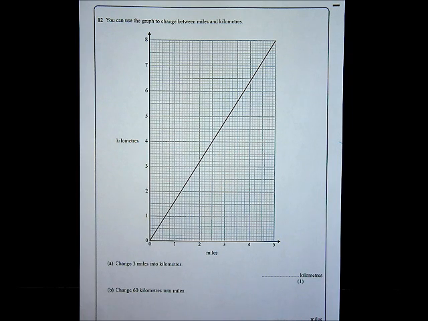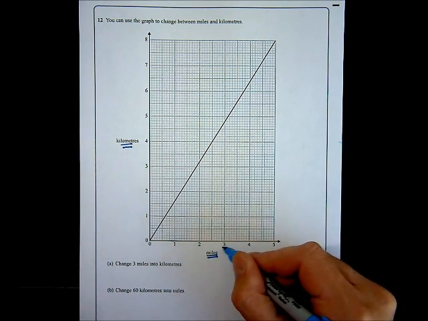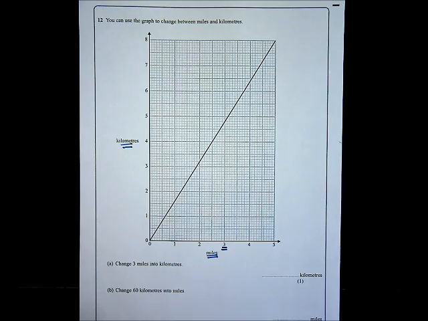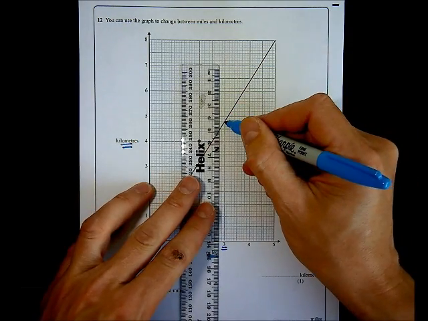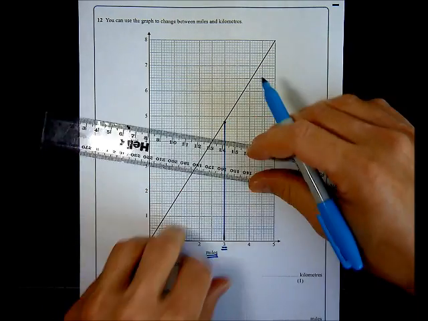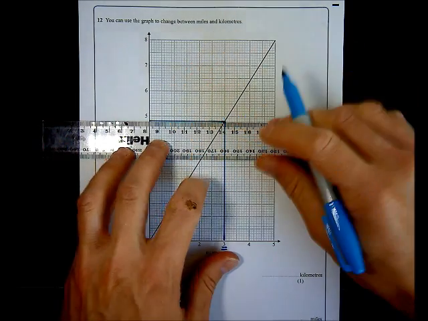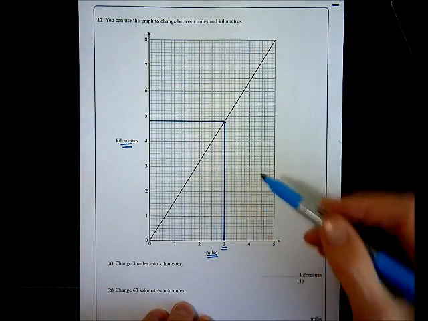In question 12, I'm shown a graph to change between miles and kilometres. So horizontally I've got miles, and vertically I've got kilometres. And in part A, I'm asked to change 3 miles into kilometres. So I'm going to find 3 miles, and then from 3, using my ruler, I'm going to draw a line up to the line on the graph. And where that crosses the line, I'm going to draw a line horizontally to meet the kilometres axis. And then I'm going to read off this value here.